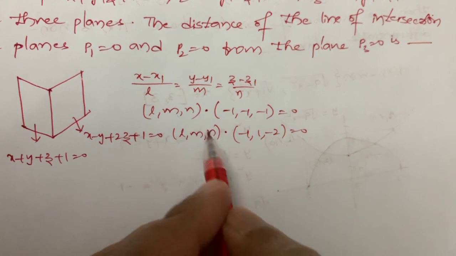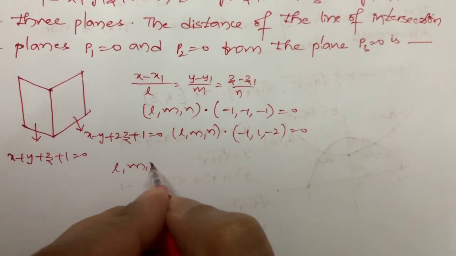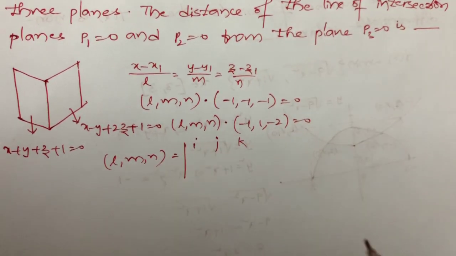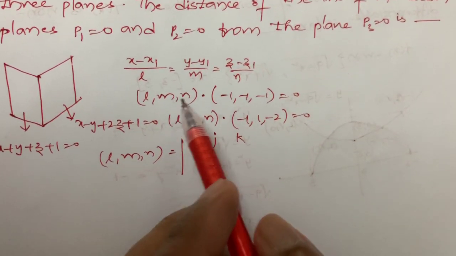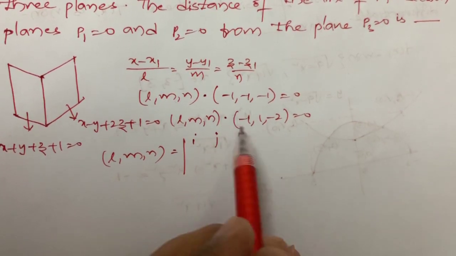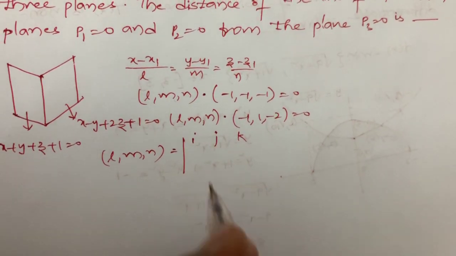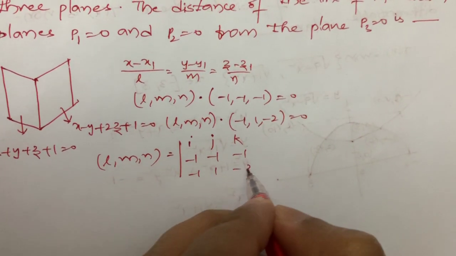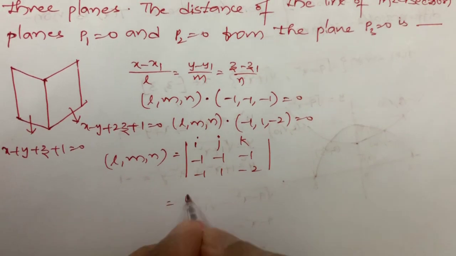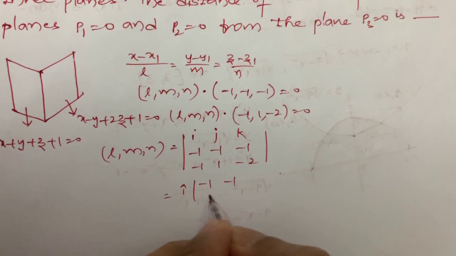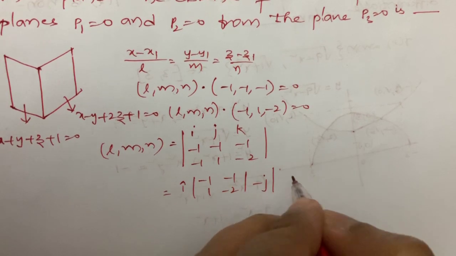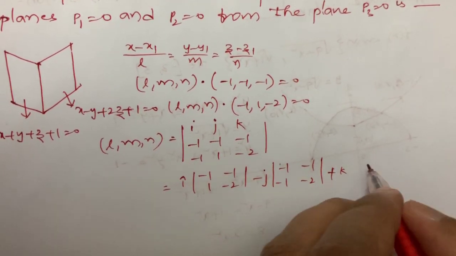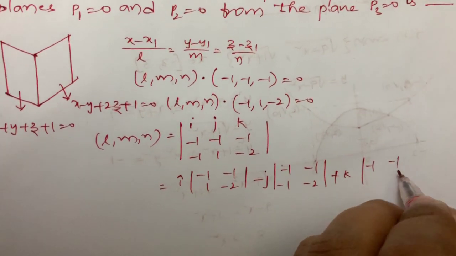So, a vector is perpendicular to two vectors, so it is along the cross product of those two vectors. R bar dot A bar = 0 and R bar dot B bar = 0, so R bar is along the cross product of both vectors. So, with rows (-1, -1, -1) and (-1, 1, -2), this is i into det(-1, -1; 1, -2) minus j into det(-1, -1; -1, -2) plus k into det(-1, -1; -1, 1).